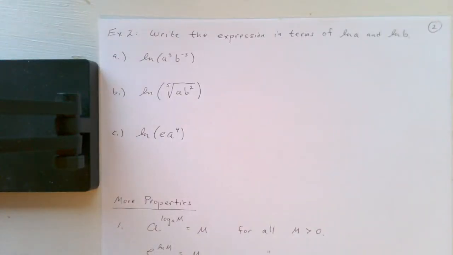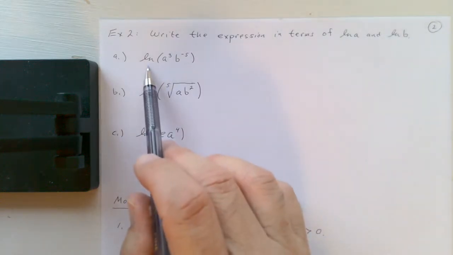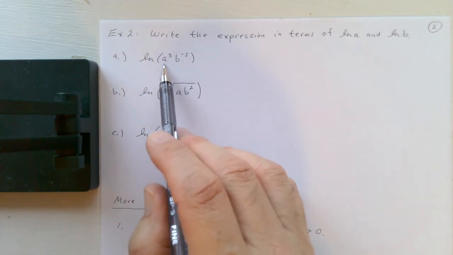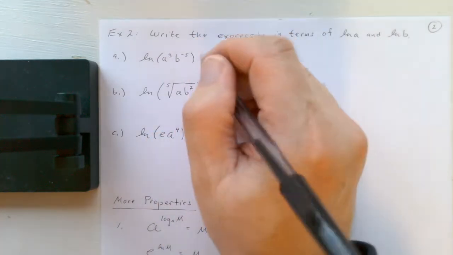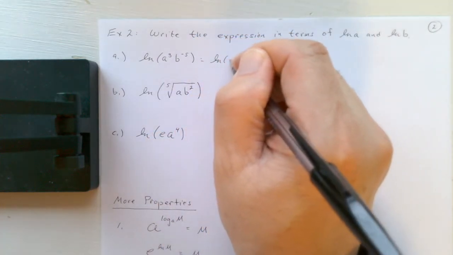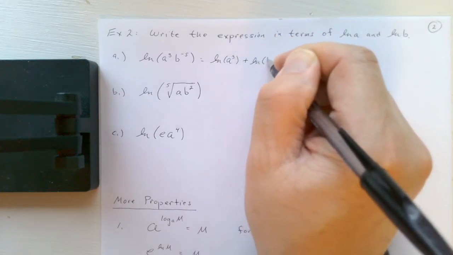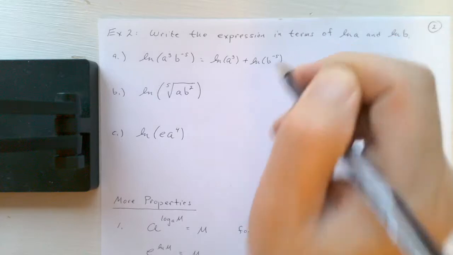Okay, so now going in the other direction, let's say we wanted to write a single logarithm in terms of an expression involving simpler logarithms like log A and log B. Well, we use the same properties. Here we have the log of a product, okay? The product of a cubed times b to the minus 5, so this is going to be the log of a to the third plus the log of b to the minus 5.